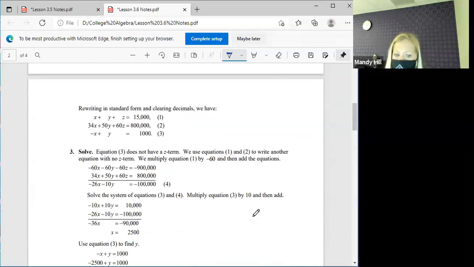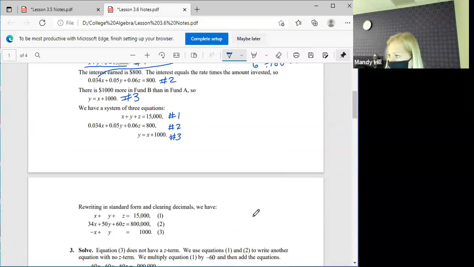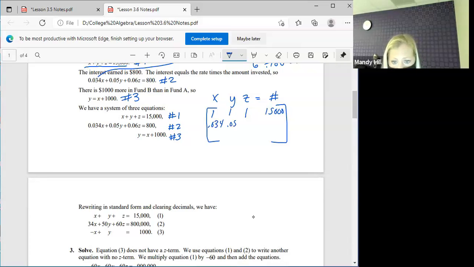Okay, anybody lost by those 3 things? So, can I work this problem on my graphing calculator? This one is easy to work on your graphing calculator, right? Because remember we would have X, Y, Z, an equal sign, and then our number. Well, in this first one, that would be 1, 1, 1, 15,000. This would be 0.034, 0.05, 0.06, 800. And this one might give us some fits. Why?